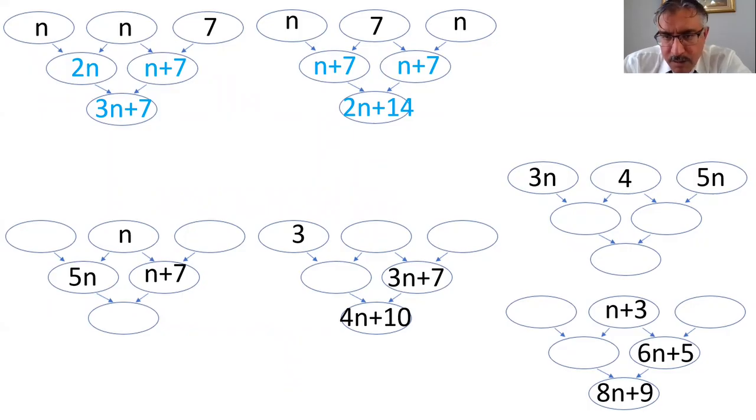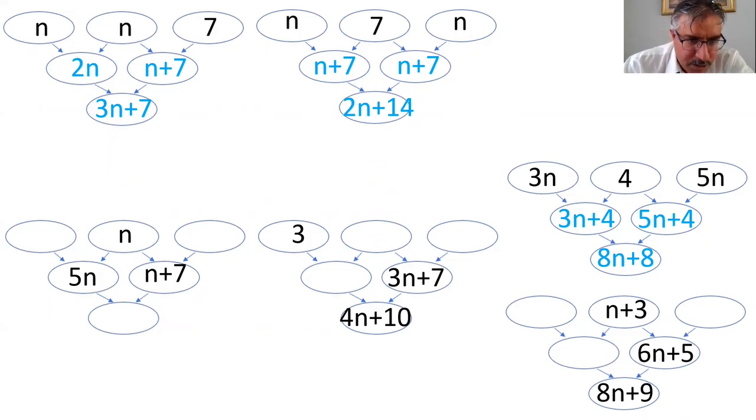Moving along, on the one on the right, you've got 3 glasses of cubes plus 4, 3n plus 4. Moving along, 5 glasses plus another 5n plus 4. When you add all of them together, you've got 8 glasses of cubes plus 8 loose ones. Let's have a look at the one on the bottom left. Now I've put 6n plus 7. You've got 5 glasses of cubes plus another 1 plus 7 loose ones, so 6n plus 7.